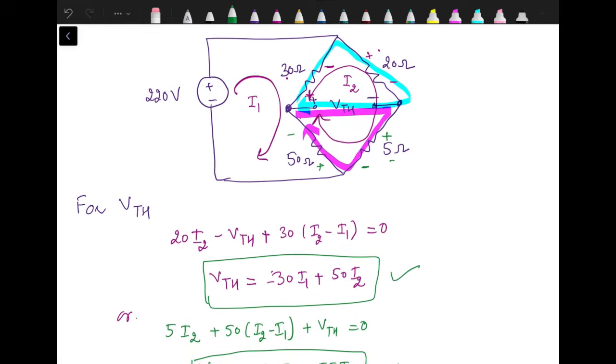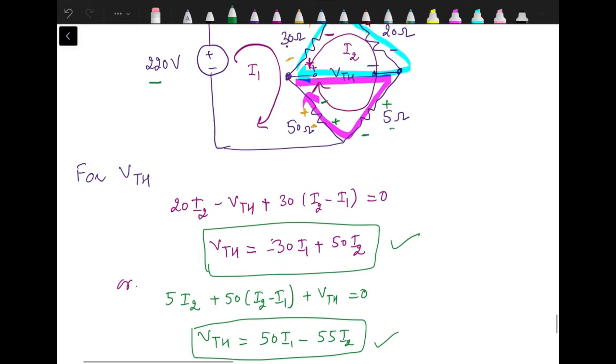We need to apply KVL in the first mesh. In the first mesh, we have to assign the voltage drop polarity according to the first mesh current, plus minus. Then this terminal will be plus, this will be minus. Now this yellow color is for mesh 1. Let's mark this voltage drop polarity inside mesh 2.